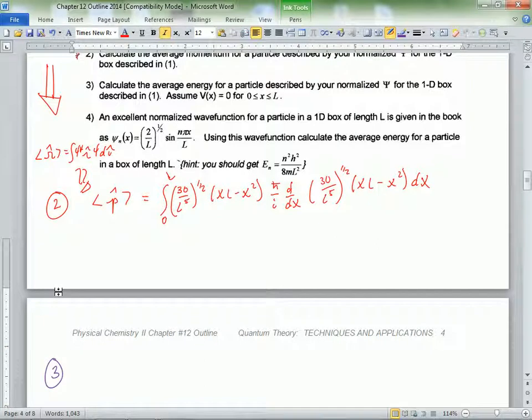Average energy. I'd like to have that cheat sheet. I'd feel much more comfortable if I knew you guys had these operators on that cheat sheet. So you got your cheat sheet. I don't have mine. Is it on there? Pablo, is p hat on there? Yeah. It is? How about the energy operator? Is that on there?